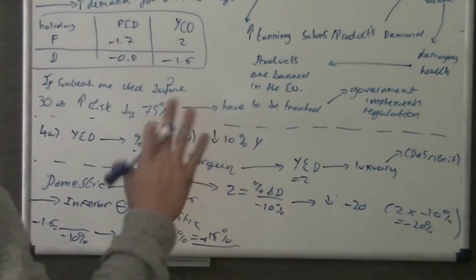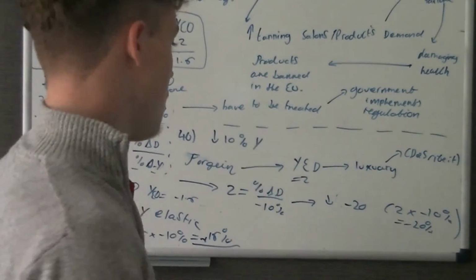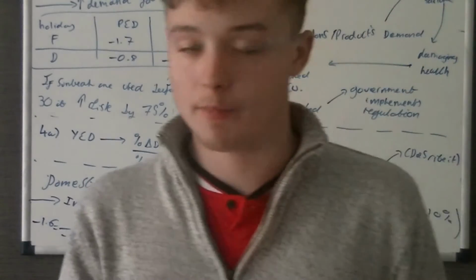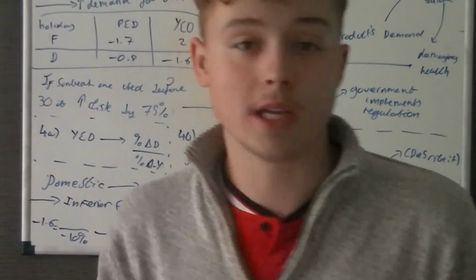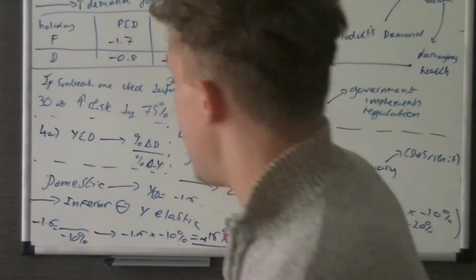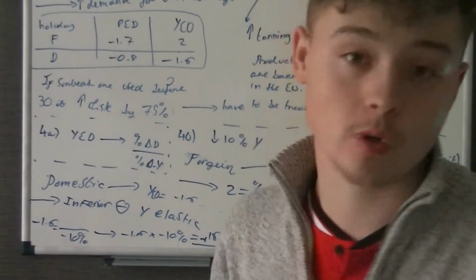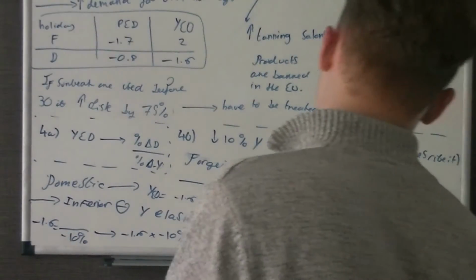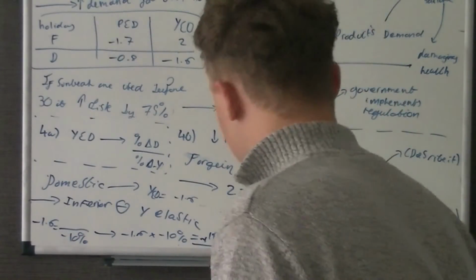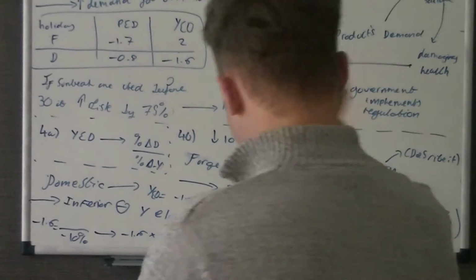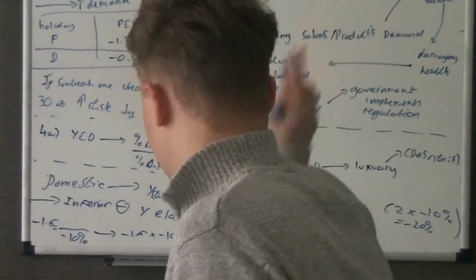So just to go over that again, 4B, for foreign holidays, we had a YED of 2. That means as incomes increase, demand for the good increases, or the other way round. So basically directly related. That's why it's a luxury good. It describes what kind of luxury goods are. So there may be imports, for example. Put it into the formula, bang in the numbers, get the percentage change in demand. Do the exact same for domestic goods.